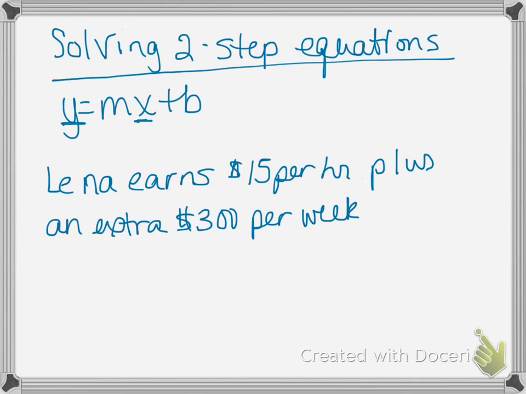So if we were to write an equation for this, today in class we talked about diagramming our sentences. We said this per means multiply. So this whole thing, this per hour, this is our M, plus $300. Now I realize it says per again, but this is per hour and then this is per week. So this is our B. She's going to start with, she always gets that $300.